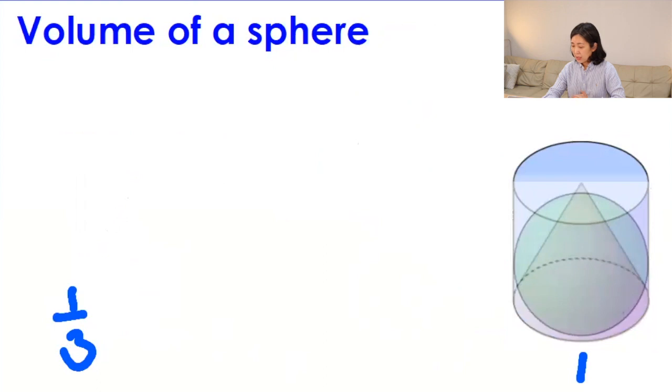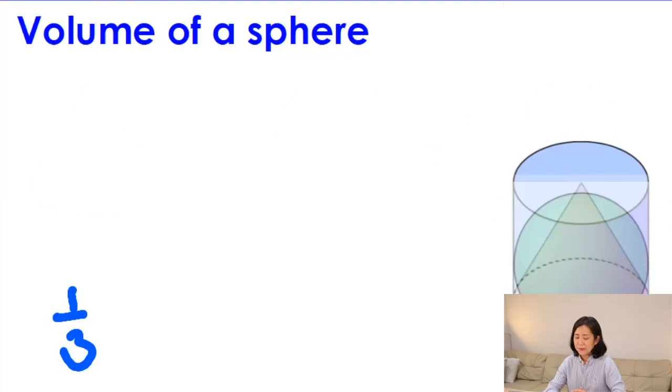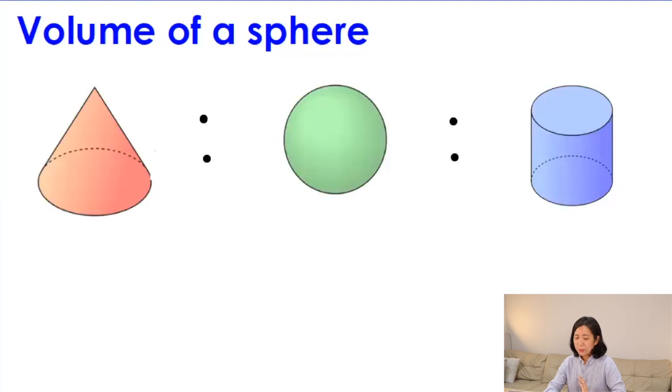As you can see, the cylinder is the biggest one, then the cone is the smallest one, and always focus on the sphere because we are going to be talking about the sphere. The sphere is just bigger than the cone, but smaller than the cylinder, right? So now let's find out the ratio of the volume of cone and sphere and cylinder.